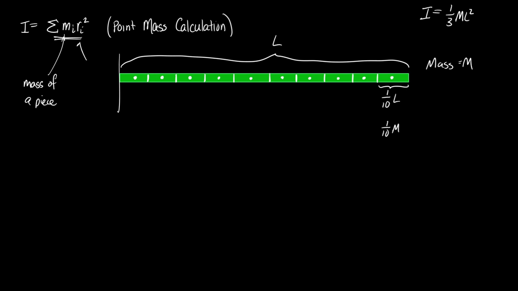And also, R represents the perpendicular distance from the axis to the piece. Again, R represents the perpendicular distance from the axis to the piece. So let's assemble our summation.